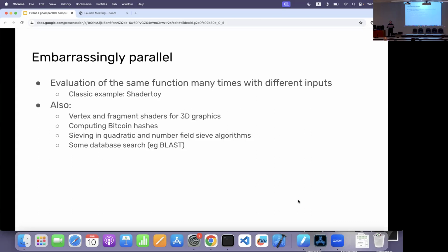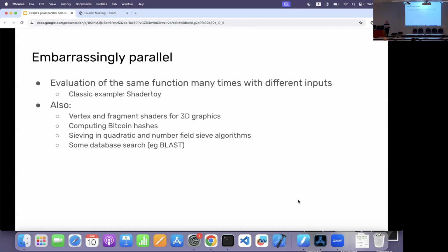As I say, the first category is embarrassingly parallel. This is not that hard to understand. And so I showed you this shader toy screenshot, and there's a bunch of things that fall into this category. A lot of the core of 3D graphics, the evaluation of vertex and fragment shaders, is basically embarrassingly parallel. Each vertex is independent. Each fragment, which is sort of a pixel shader, is essentially independent of all the others that are running. Computing Bitcoin hashes, which I don't consider a particularly interesting problem, but it's certainly embarrassingly parallel.